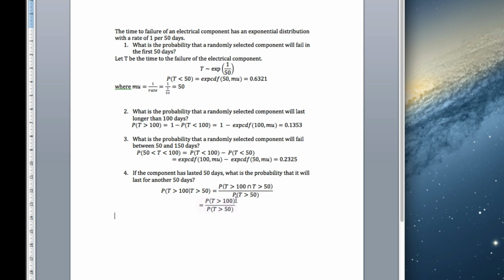Well, now I can write this in terms of CDFs. That equals 1 minus the probability that T is less than 100, divided by 1 minus the probability that T is less than 50. Just like that. Easy enough to do.